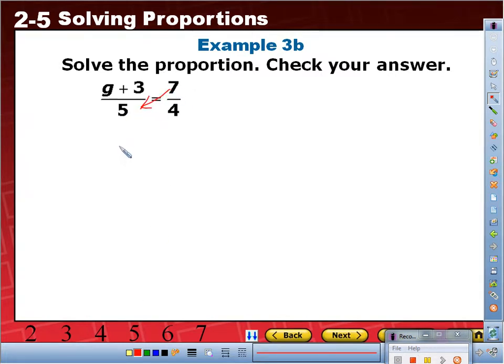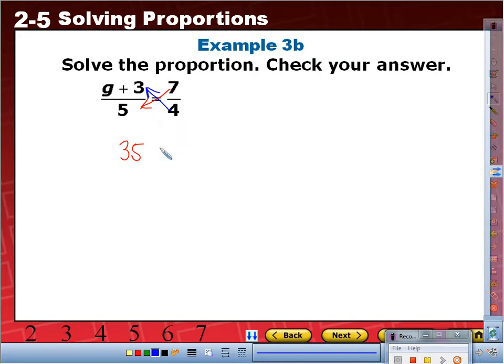Cross product property says 5 times 7, that's 35. Then we multiply these two, so therefore 4 times g, that's 4g. 4 times 3, that's positive 12, and that's equal to another. There it is. So where do we start? Where there's addition or subtraction, right here. What is the opposite? Minus 12, minus 12.